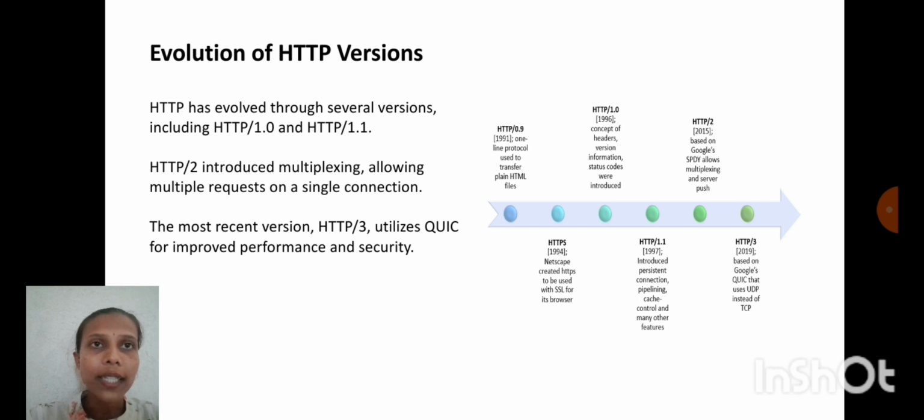Evolution of HTTP versions. HTTP has evolved through several versions including HTTP/1.0 and HTTP/1.1. HTTP/2 introduced multiplexing, allowing multiple requests on a single connection. The most recent version, HTTP/3, utilizes QUIC for improved performance and security.